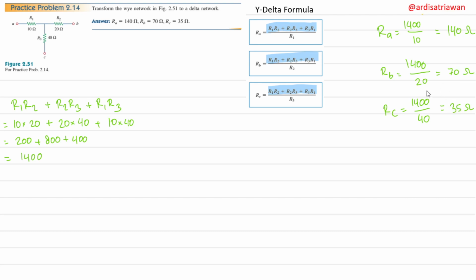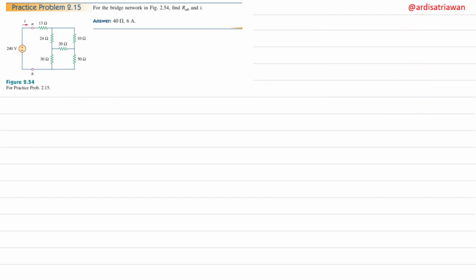And so we can draw the delta network from RA, RB, and RC, but I don't think we need to draw that because we already have the value of each resistor. So our answer is the same as the answers given in the problem. Okay, now one more problem to solve, which is practice problem 2.15 from Sadiku book. So for the bridge network in figure 2.54, find the resistance of AB and I.